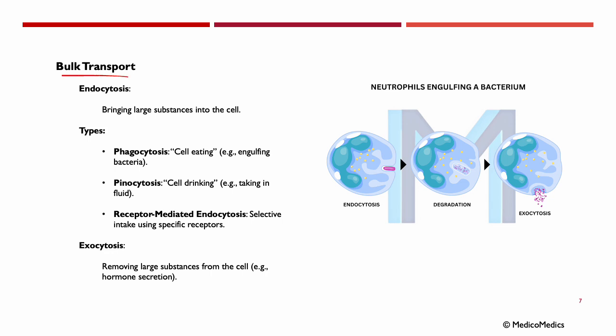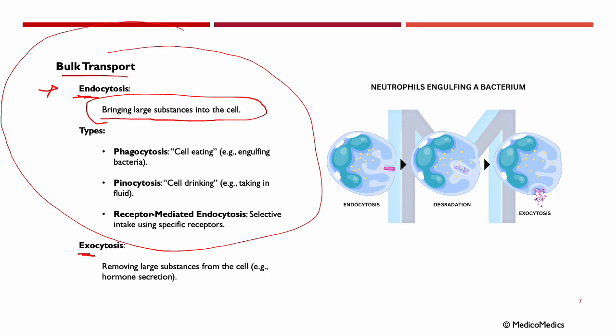Now, what is bulk transport? Well, we have endocytosis. This is bringing larger substances into the cell. So endo, you can think of it like enter. So something is entering the cell. Compared to exo, you can think of EX as exit. So something is leaving the cell.